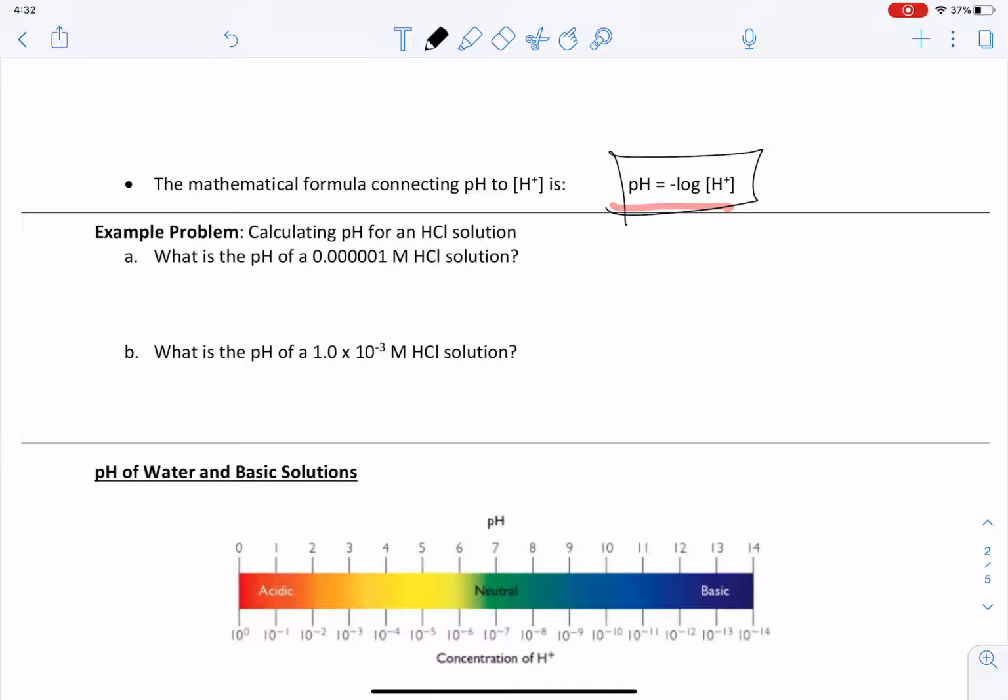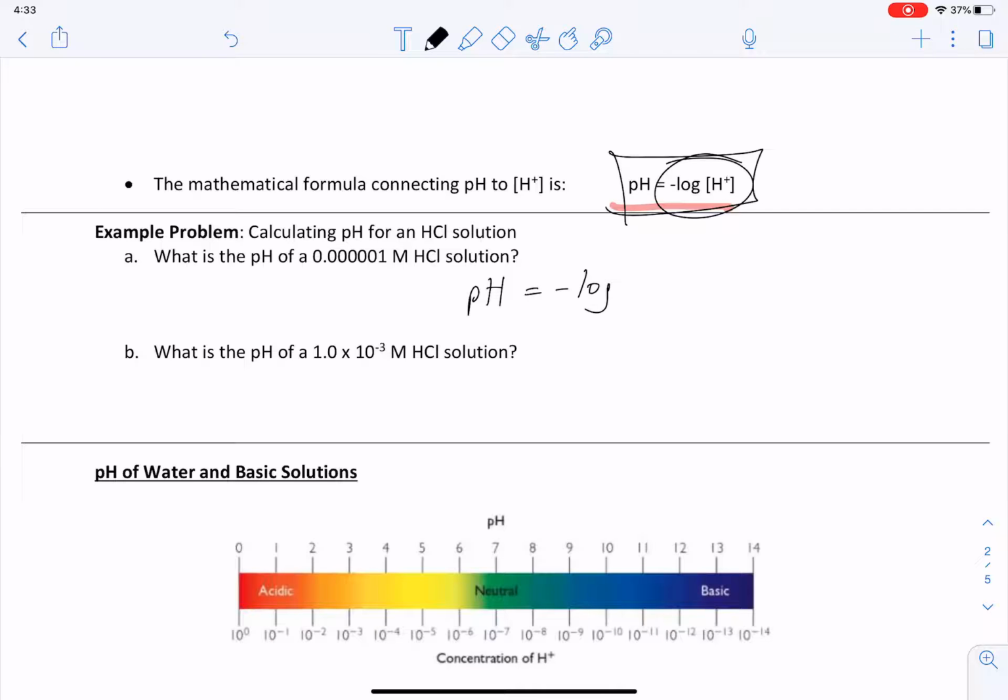So if we look at an example problem, calculating the pH for an HCl, hydrochloric acid, solution. What is the pH of a 0.000001 molarity of hydrochloric acid solution? So for this, we can plug that number into this equation, right? We can say pH is going to equal minus log.